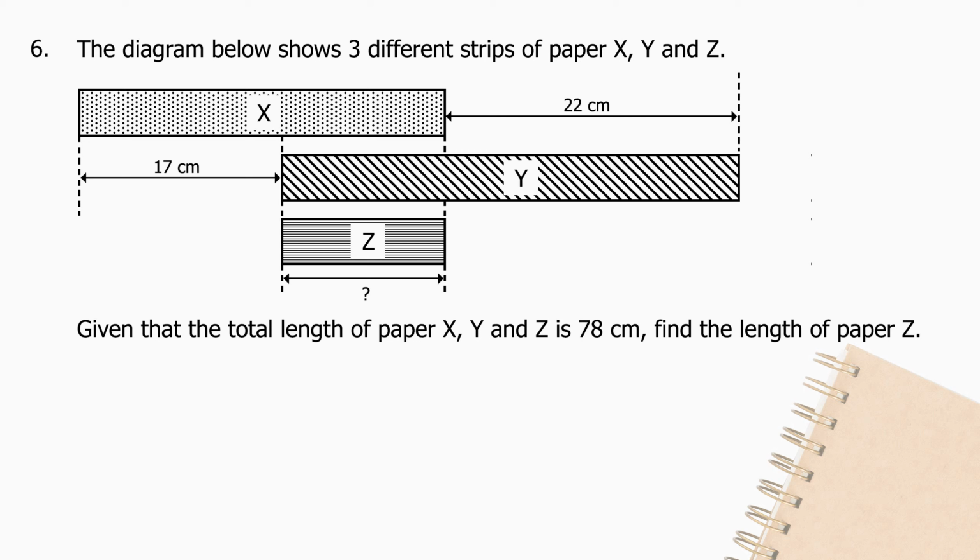Question 6. The diagram below shows 3 different strips of paper X, Y, and Z. Given that the total length of paper X, Y, and Z is 78 cm, find the length of paper Z.